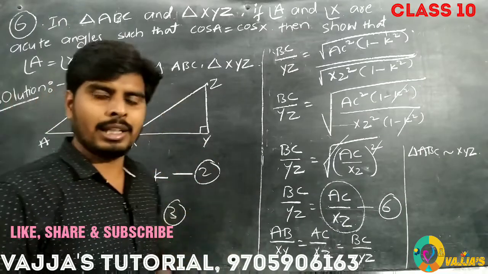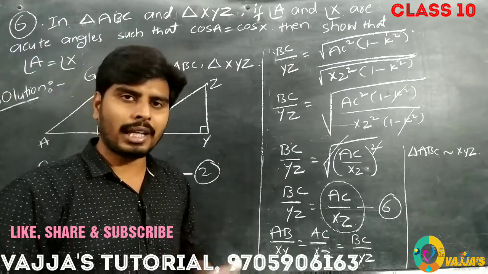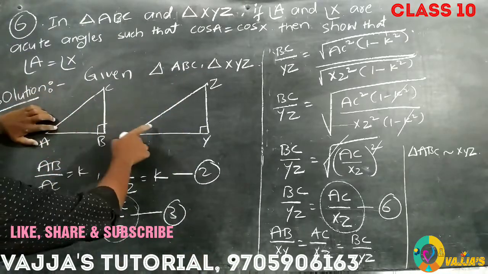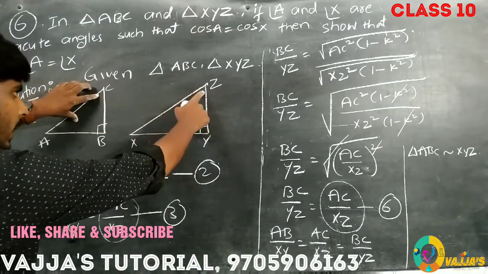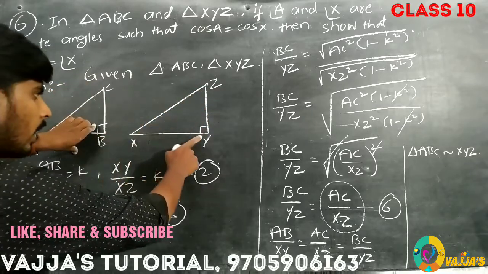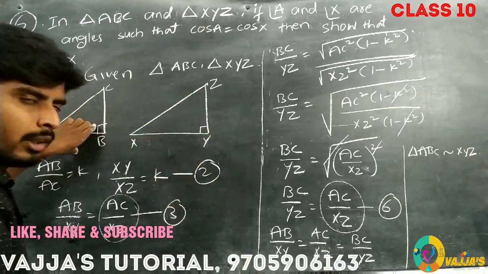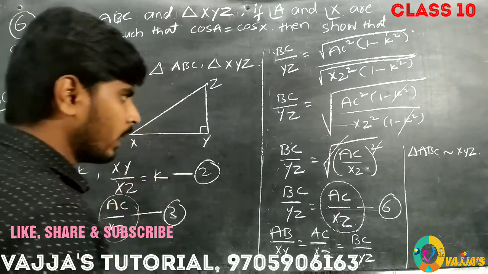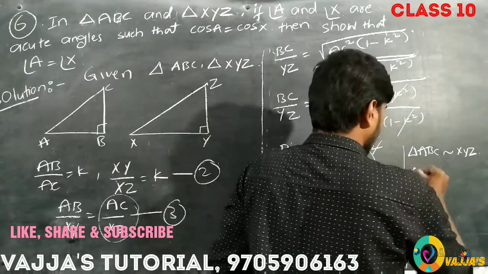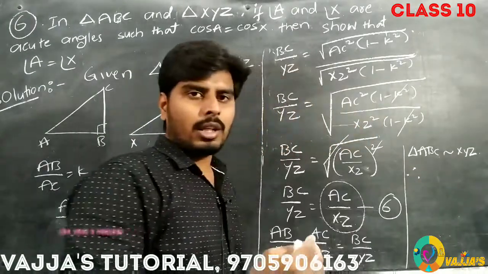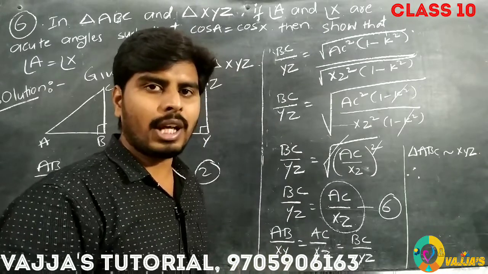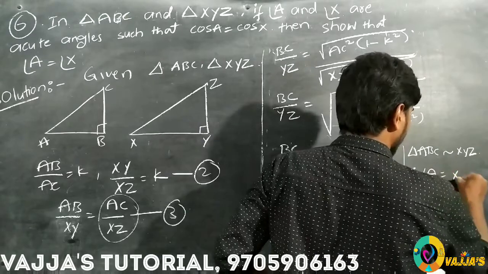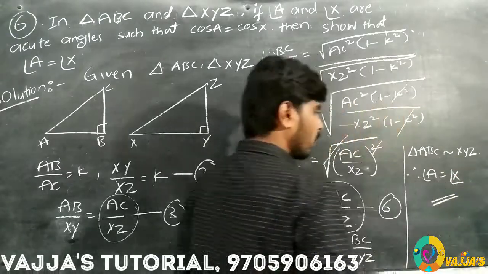In similar triangles, all the corresponding angles are equal. It means here angle A equals angle X, angle C equals angle Z, angle B equals angle Y. So what do we have to show here? We have to show angle A equals angle X. Already we got that. Therefore, in similar triangles, the corresponding angles are equal. By that reason here angle A equals angle X. We have proved that.